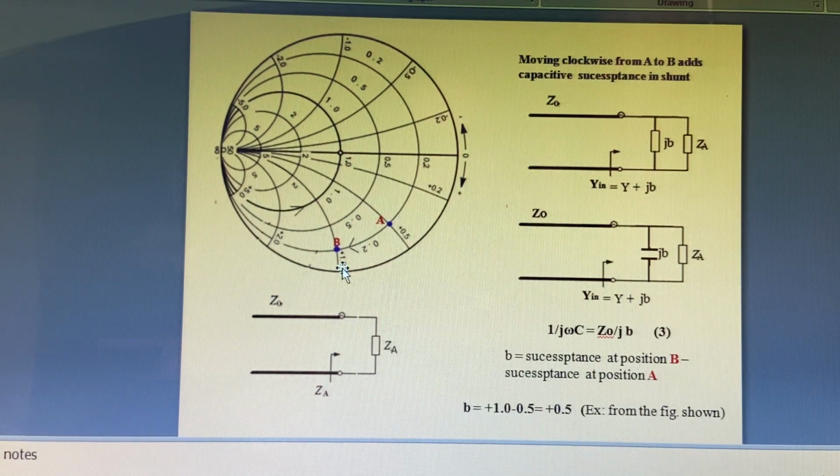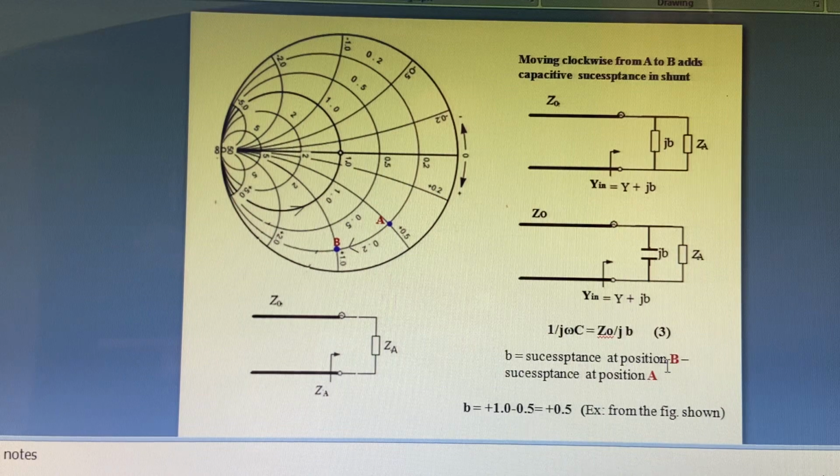Example: as shown in this figure, this is the conductance circle. We are moving from A to B in the clockwise direction over the conductance circle like this. So there is a change in the value of susceptance. How much is the change? To find that, you should use this equation.